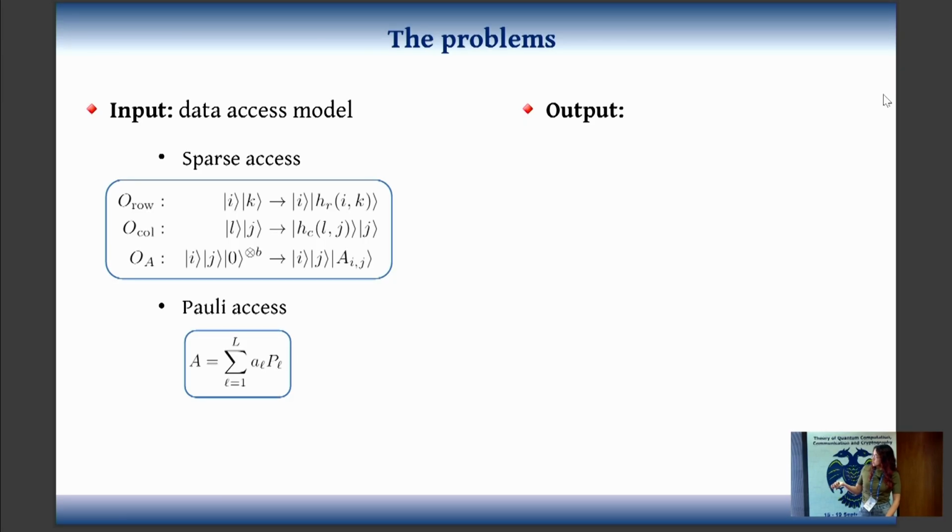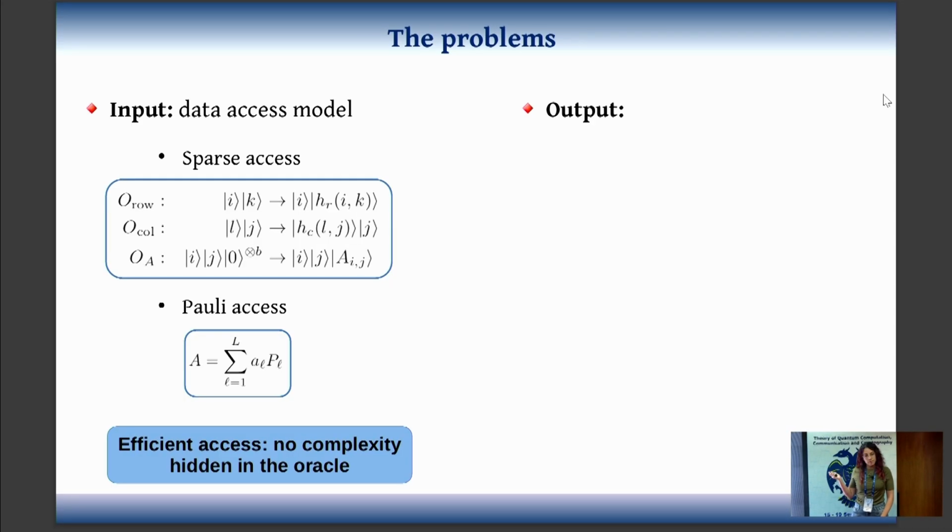And the second access is the Pauli access, where you are given the matrix decomposed in Pauli representation as a sum of Pauli matrices. So for this type of access to be efficient, you need to have a matrix with a polylog number of terms.